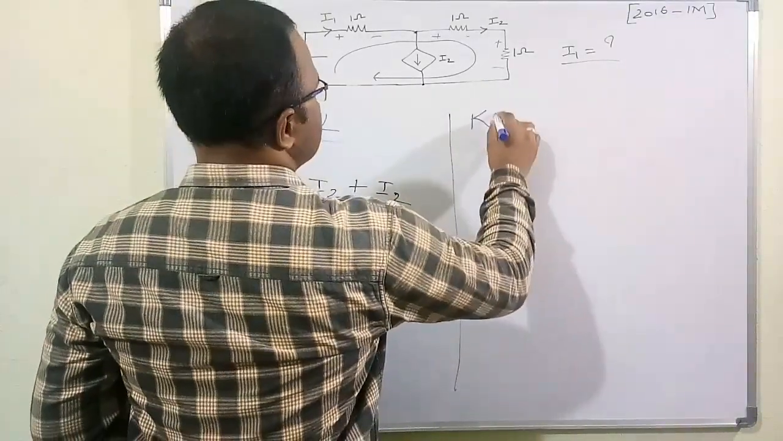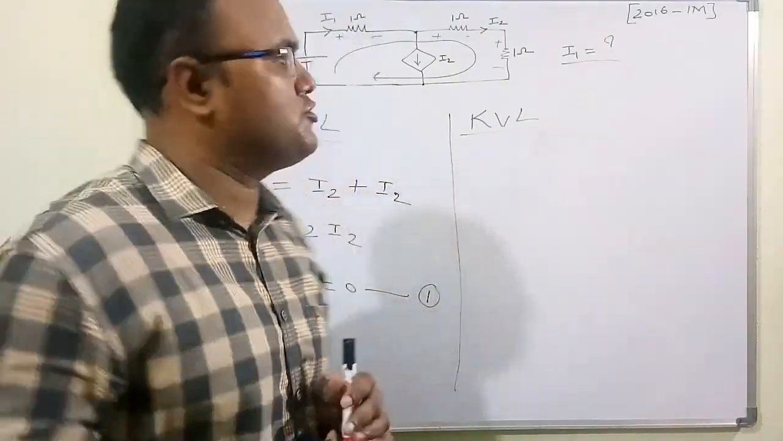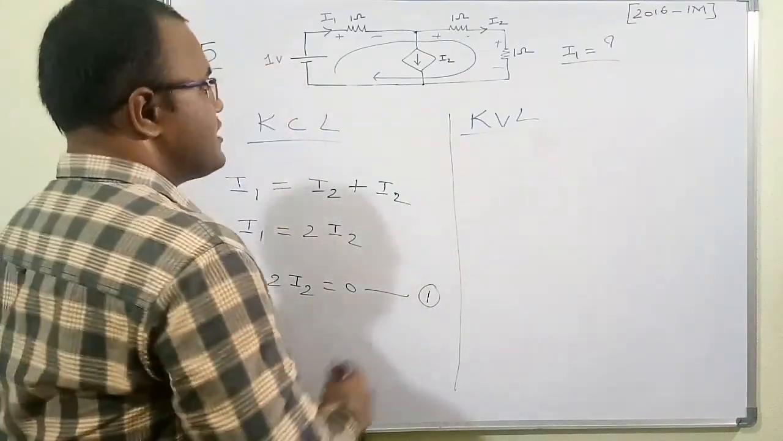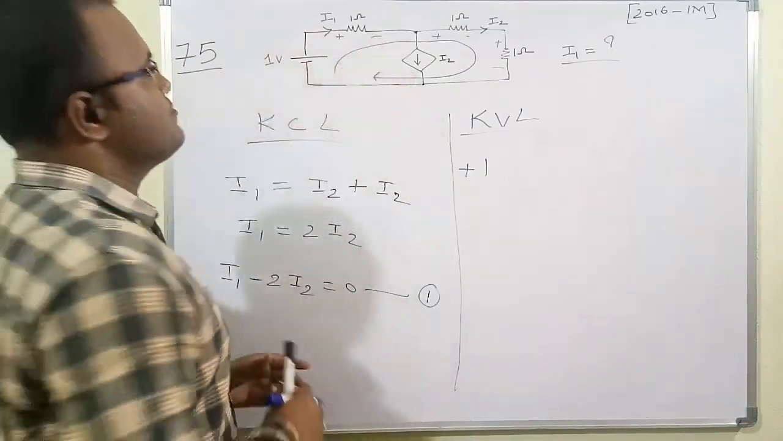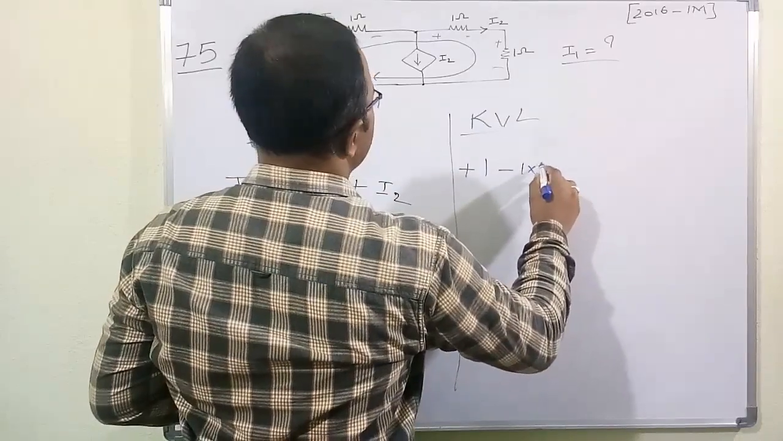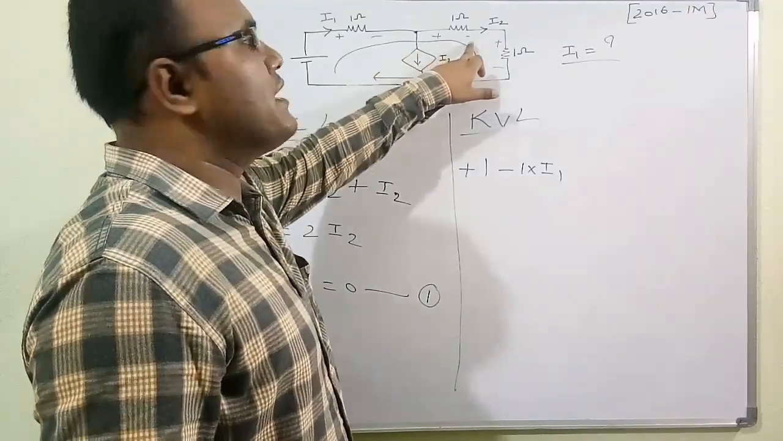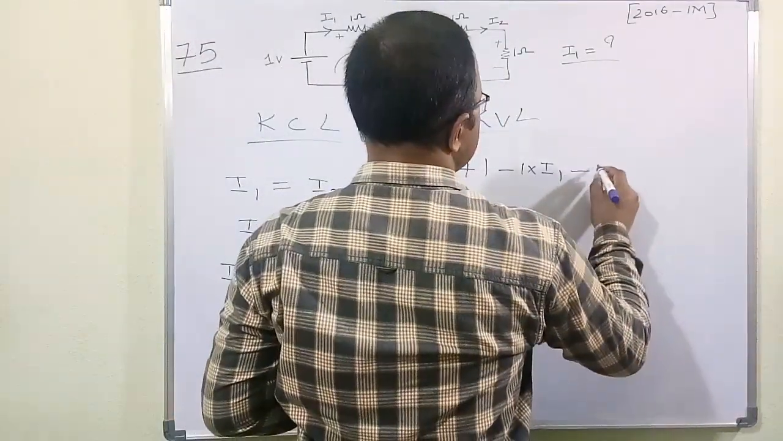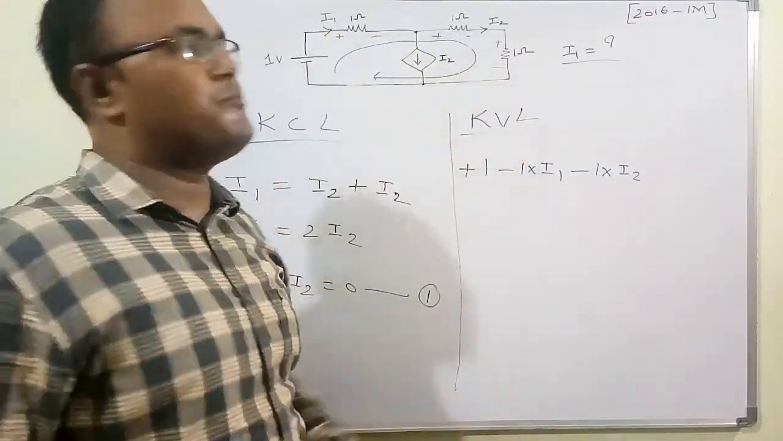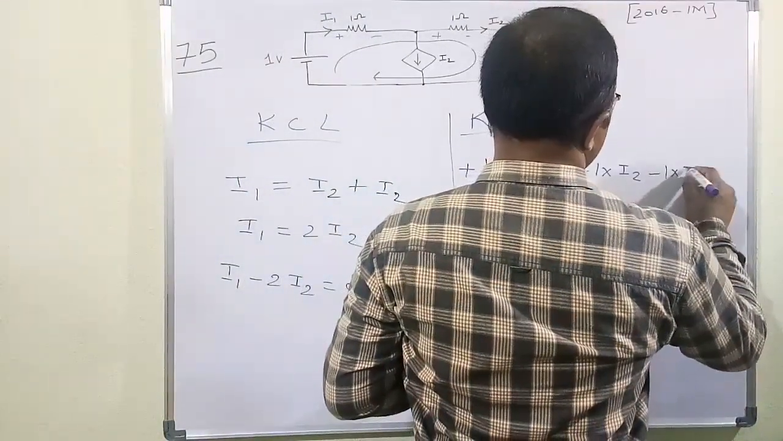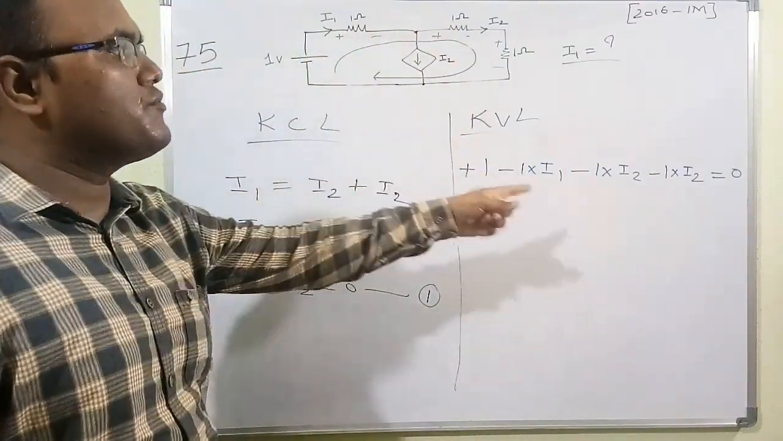Therefore, by KVL, the algebraic sum of voltages in a closed loop is equal to 0. So from minus to plus, there is a rise in voltage, just plus 1. And from plus to minus, there is a drop in potential. So minus 1 into I1, the current and the resistor. And from here, plus to minus, again there is a drop in potential. So minus 1 into I2. And from here, plus to minus, again a drop, so minus 1 into I2. The closed sum is equal to 0 because we have a total closed loop.